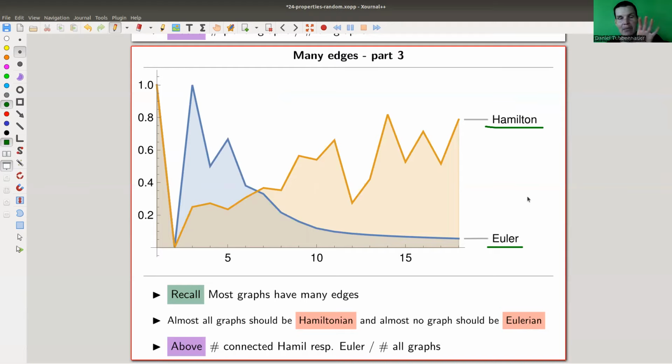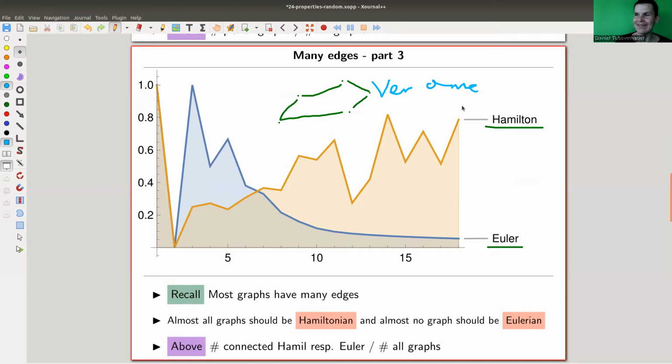So remember that Hamiltonian means you have a path in your graph that visits every vertex exactly once. This is a very boring one, but anyway, every vertex once.